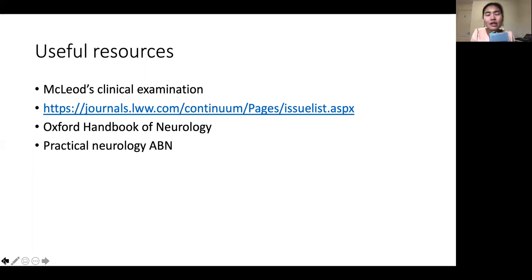And if you want to read further, Continuum. This journal Continuum is the best. And Practical Neurology. Continuum is from the US, and Practical Neurology is from the UK. Somebody asked about something else.